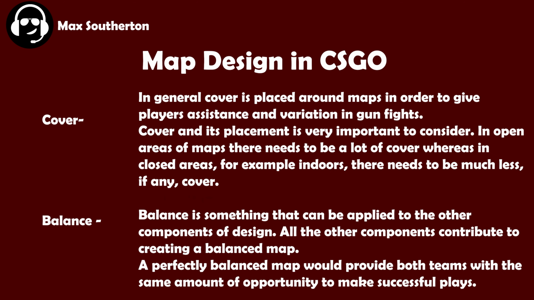Cover is placed around the map to provide players with some safety. Cover can be utilised in many ways and is very important to consider and refine when making maps to maintain game balance. Balance on its own refers to how fair a map is. In CSGO, there are rules of thumb for map making that help to balance maps. For example, counter-terrorists should be able to get access to bomb sites faster than terrorists.